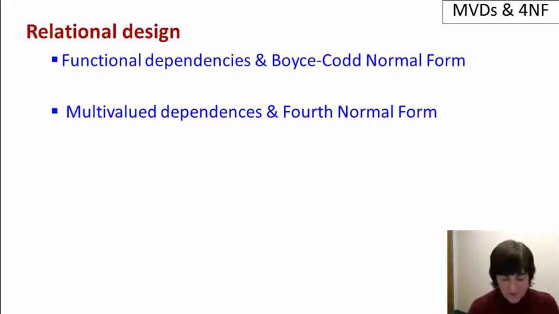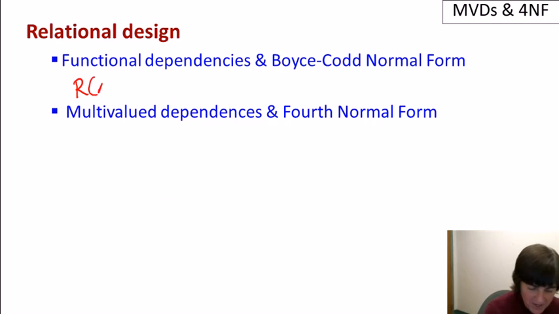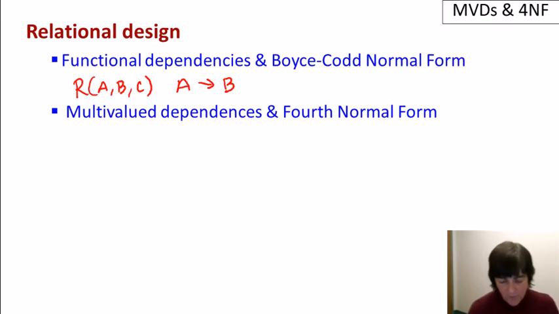So let's wrap up this long unit on dependencies and normal forms with a quick summary. If we have a relation R(A, B, C), a functional dependency from A to B tells us that when we have the same A values, we have the same B values, and Boyce-Codd normal form tells us to factor those attributes into their own relation so that we don't repeat that relationship over and over.